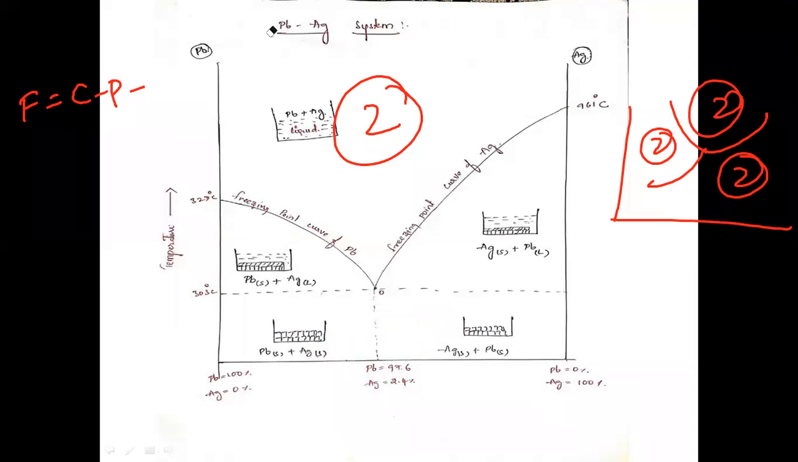In this region we are looking at F = C - P + 1. The number of components: there is lead and there is silver, so the number of components is two. Number of phases?